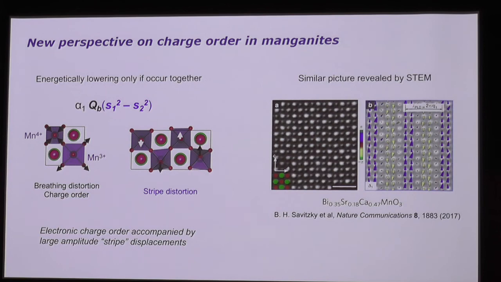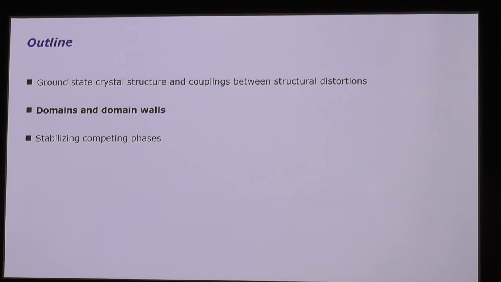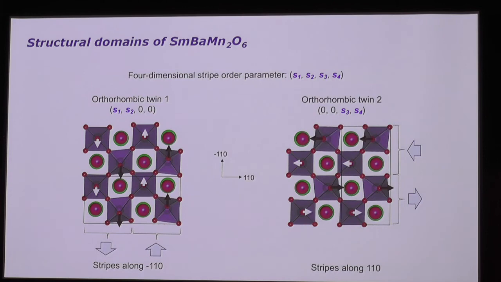All right, so now let's zoom out a little bit and look at the domain structure. The couplings that I've talked about in the first part of the talk will be key for determining that structure as well. I'll be focusing mainly on the structural domains here, although there are also electronic and magnetic domains in this system. First of all, for the structural domains, there are orthorhombic twins, and we can label them by different orientations of the stripe order parameter. This order parameter is actually a four-dimensional quantity. In orthorhombic twin one, the first two components are non-zero. We were only dealing with two components in the first part of the talk because we were just talking about one twin domain. In orthorhombic twin two, the second two components are non-zero.